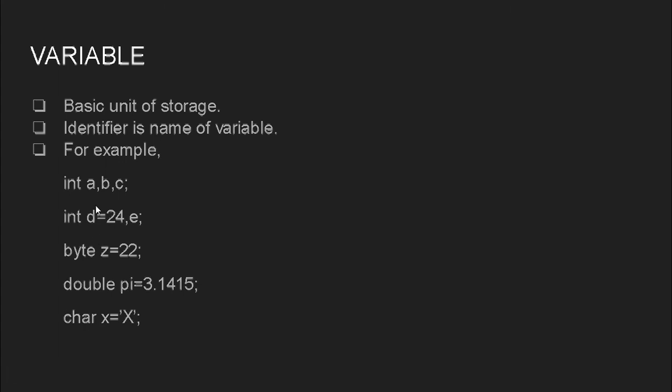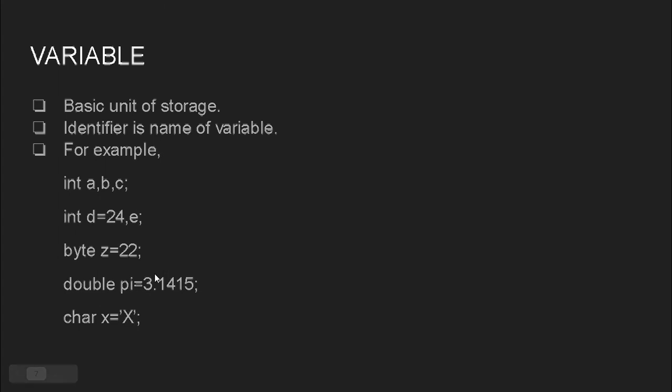Here I am declaring the variable z, and it is of data type byte, and I am initializing 22 to z. Similarly, here I am declaring a variable named pi, and it is of double data type, and I am initializing it.